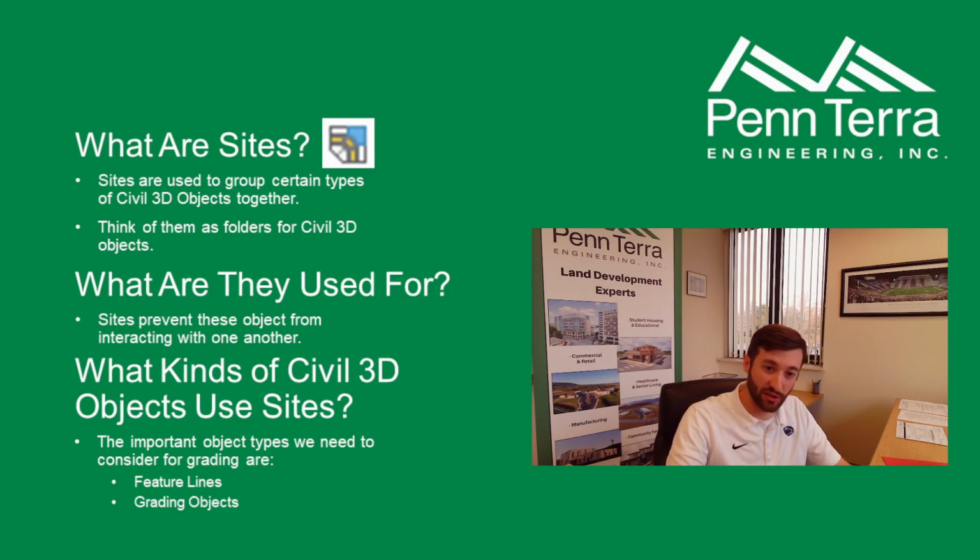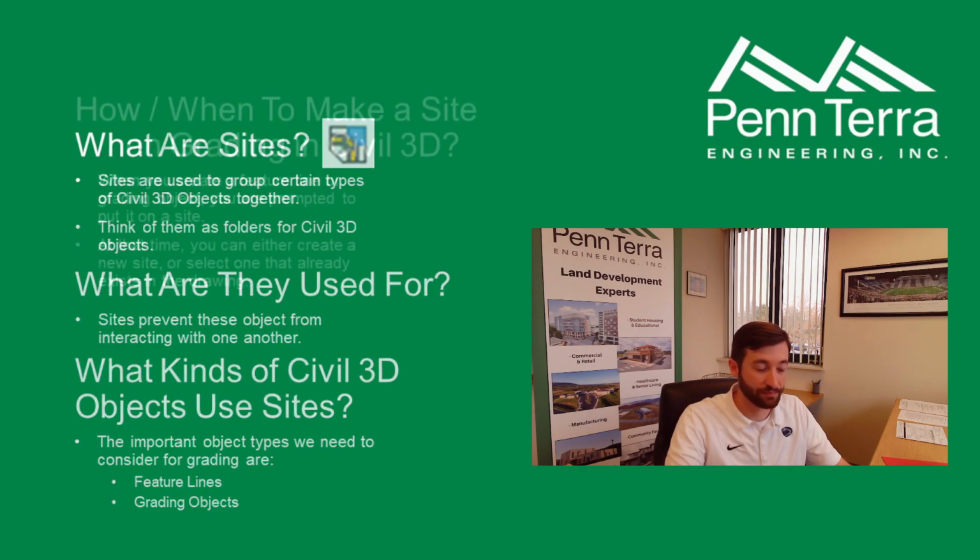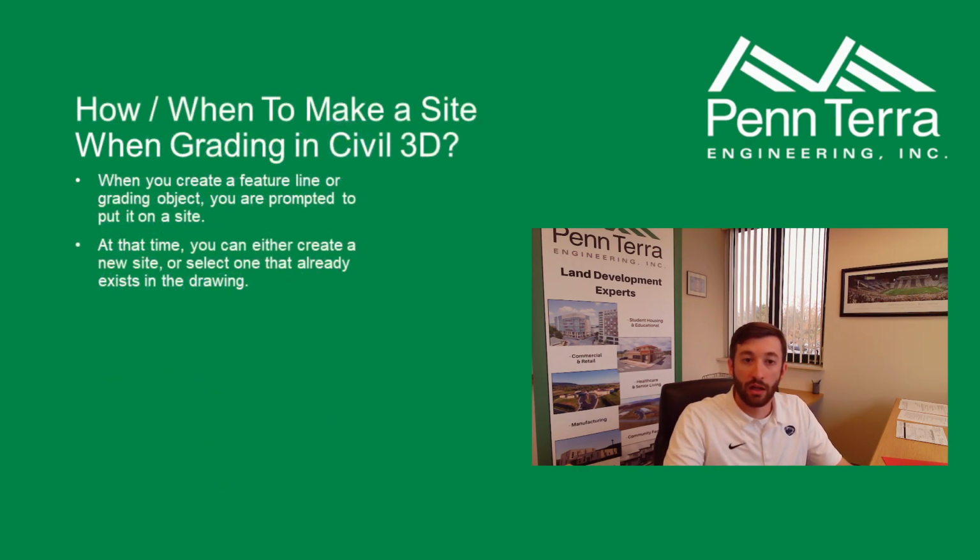As far as the objects that use them, the February session covers all of them, but the ones that really relate to grading are feature lines and grading objects. How or when to make a site when grading in Civil 3D. So just like when you would do anything that utilizes an object on a site, whenever you try to create that object, it's going to prompt you to either make a site or put it on one, which we will show in the CAD exercise.